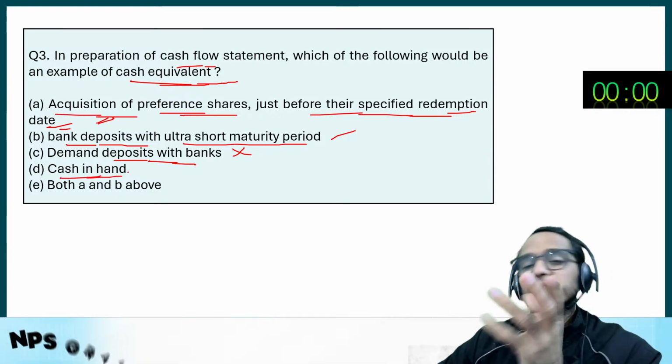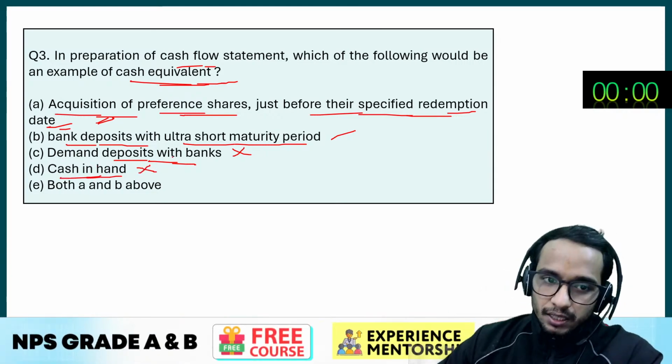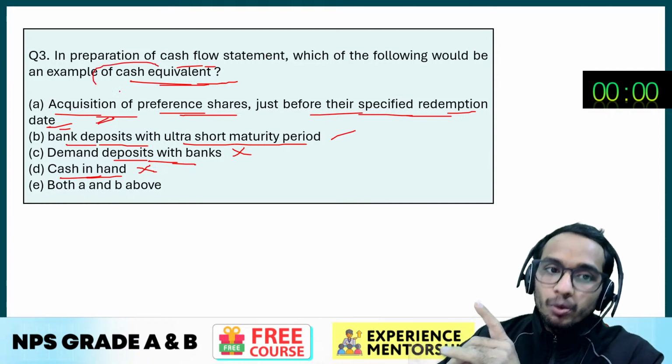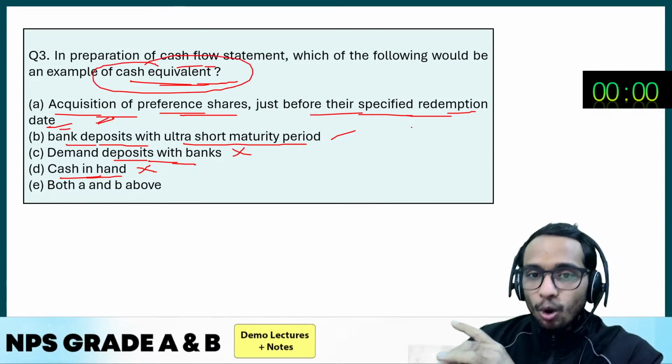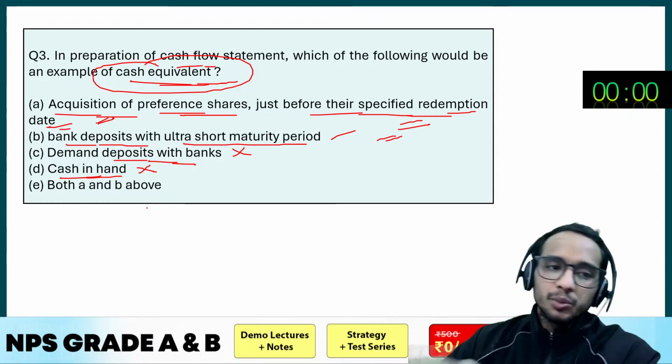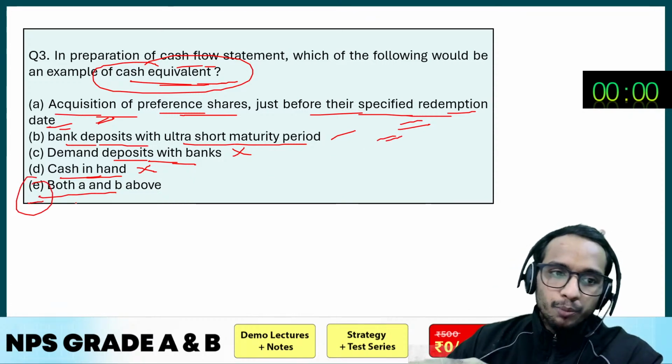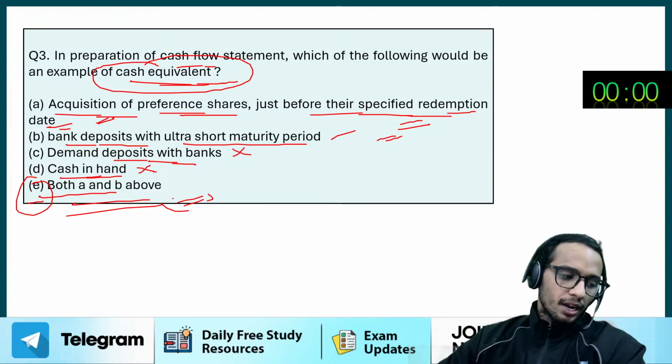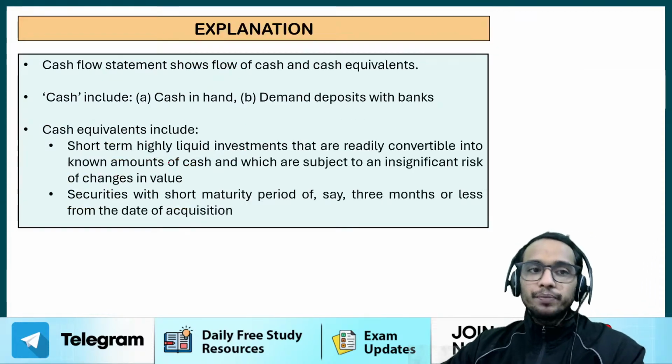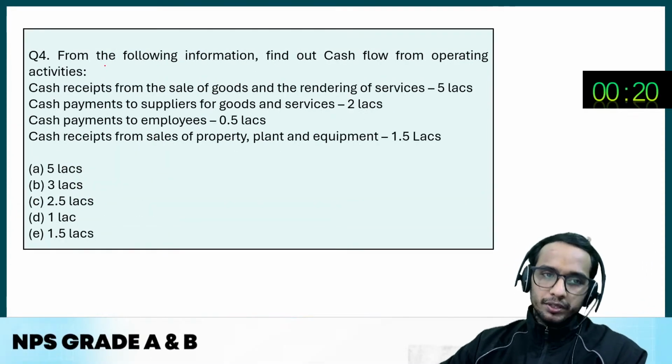And again, D option is cash in hand, so it is also cash, but the question is asking about cash equivalent. So cash equivalent is option A and option B as well. So the option number E says both A and B, so that would be your answer. Very, very good, everyone. Cool. Let's move ahead with the fourth question of the day.